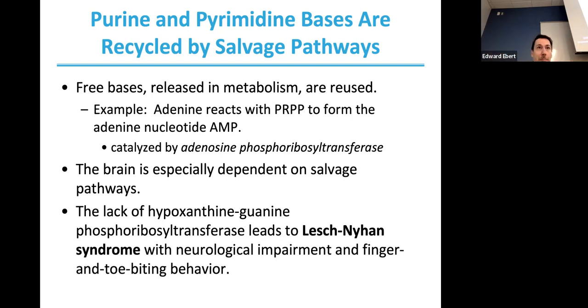And keep in mind, at the early stages, we said nucleotides are kept low. So if we can't incorporate these in here, if we can't salvage these, then you're going to see neurological impairment, most primarily because the brain is especially dependent on these salvage pathways. We're not making a lot of nucleotides up there, so whatever neurological impairment happens results in this behavior as well.